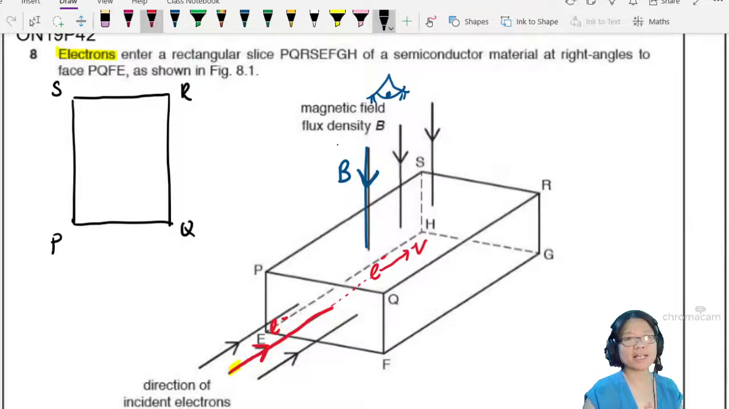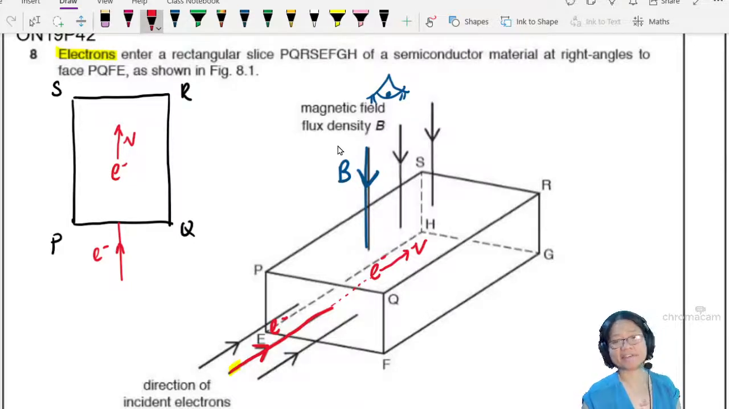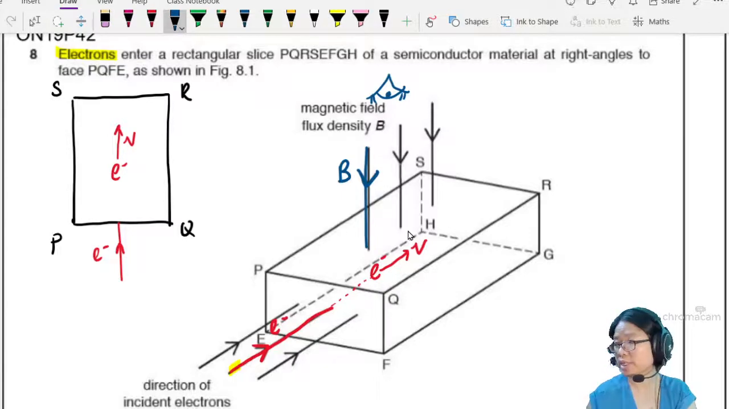From here, I can see the face S, P, R, Q. Electrons are entering this way. So this is the direction of the electron. Meaning if I have an electron here, negative charge, it will go in this direction V. Magnetic field is going into this plane. So if I see the top view, I would then draw a cross to represent the magnetic field going in. So I'm just going to draw a cross to show your magnetic field.